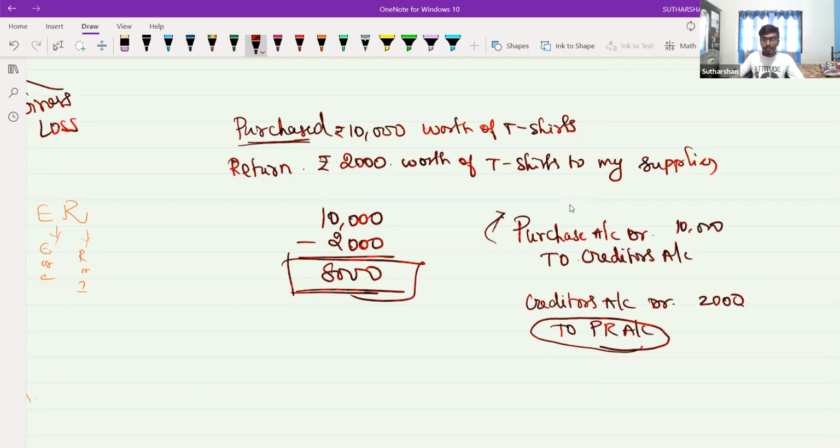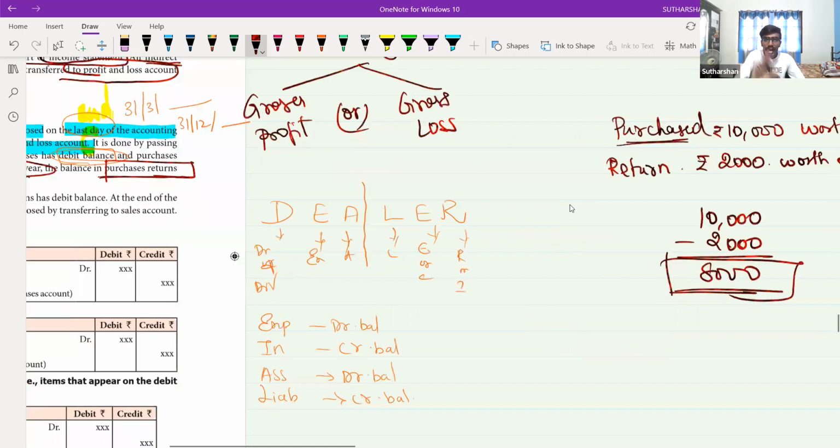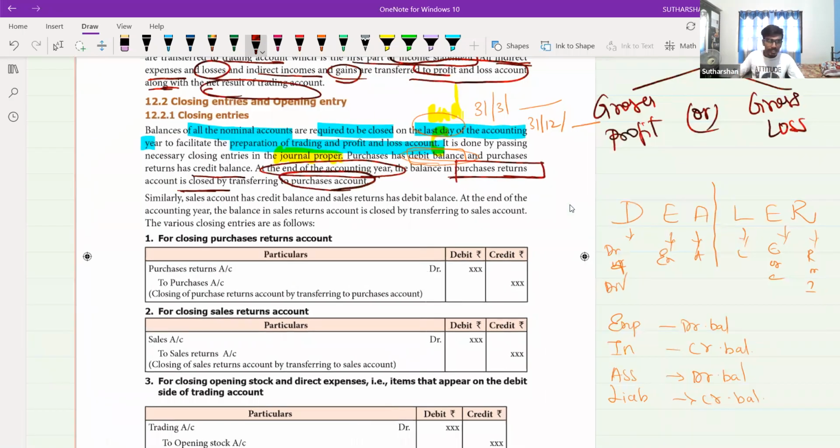What should I do? The purchase return, I need to transfer to purchases. If it is a transfer, I need to reverse this entry. For closing of the purchases account, for transferring, what is the journal entry I need to pass? Purchase return to purchases. Okay, for sales return, for closing a sales return account, what should I do?